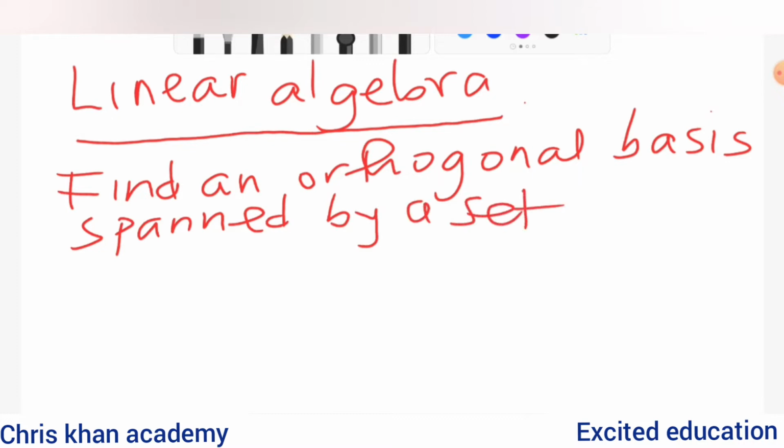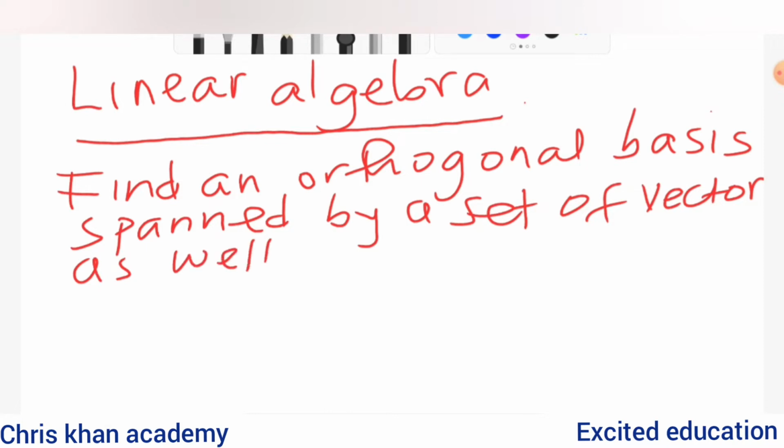Find an orthogonal basis spanned by a set of vectors, as well as the orthonormal basis. We are going to find the orthogonal basis spanned by a set of vectors and also the orthonormal basis. We have a good example.